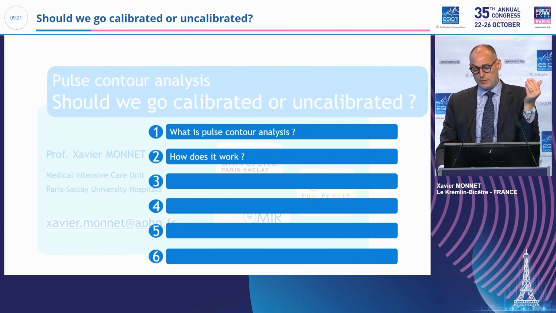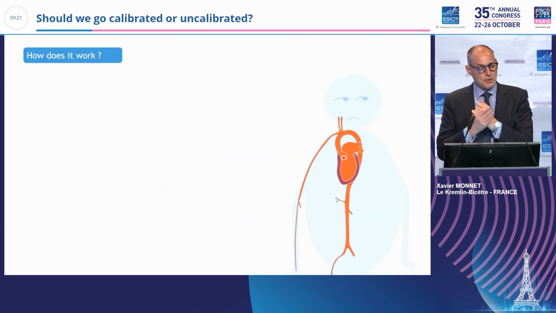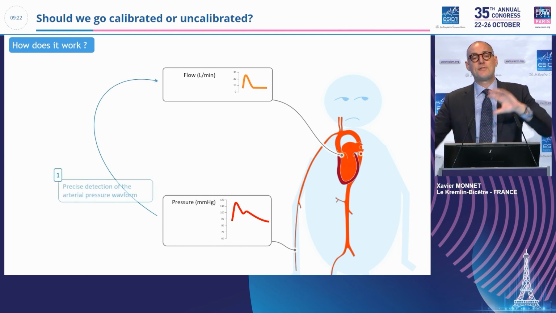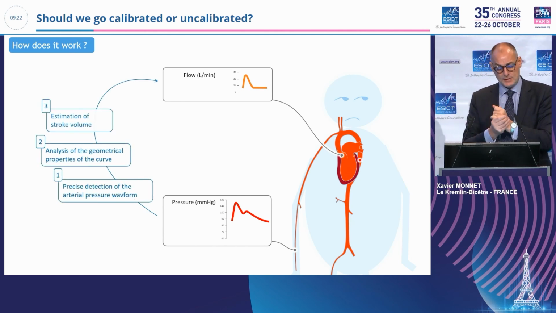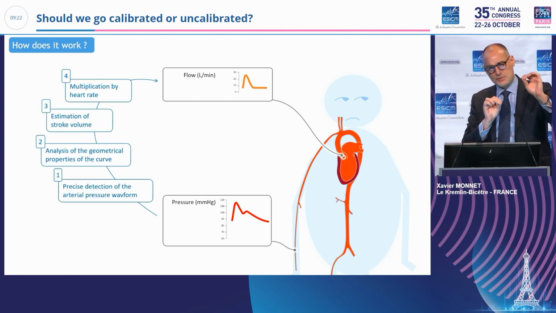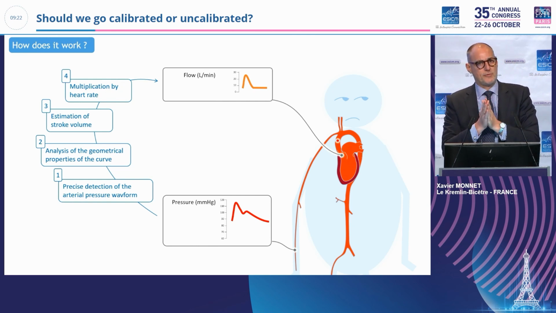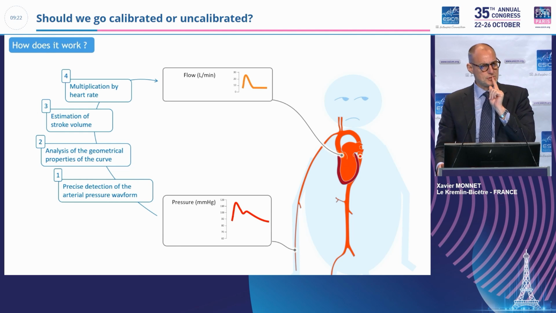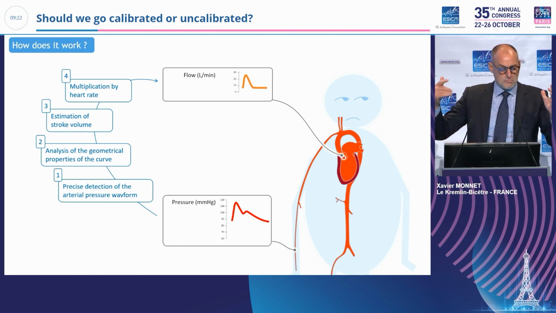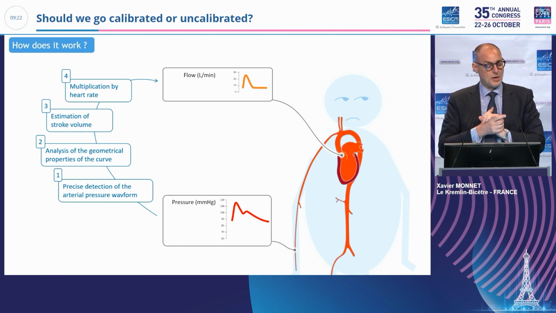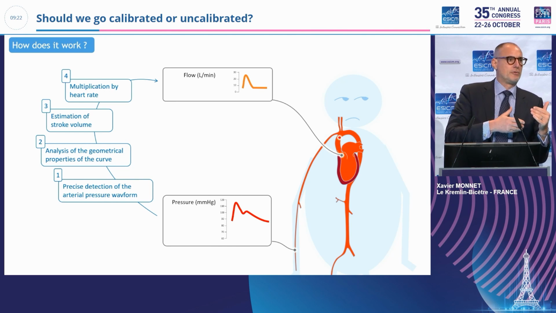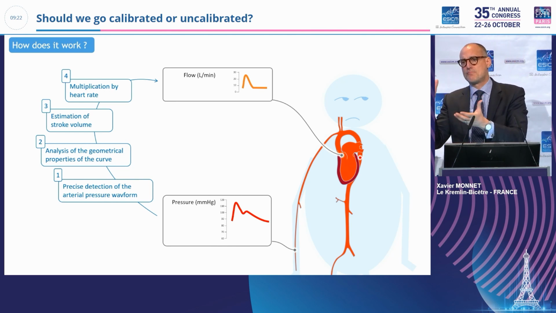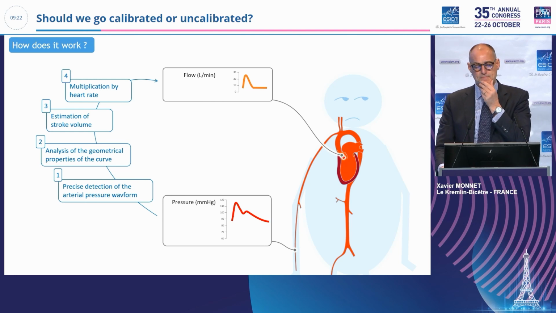How does it work? Basically, Antonio Messina told us that all the devices that perform pulse contour analysis perform this precise detection of the arterial pressure waveform, and especially, he told us, detect this dicrotic notch, perform the geometrical analysis of the curve to estimate stroke volume that is then multiplied by heart rate. That's the basic principle of pulse contour analysis.